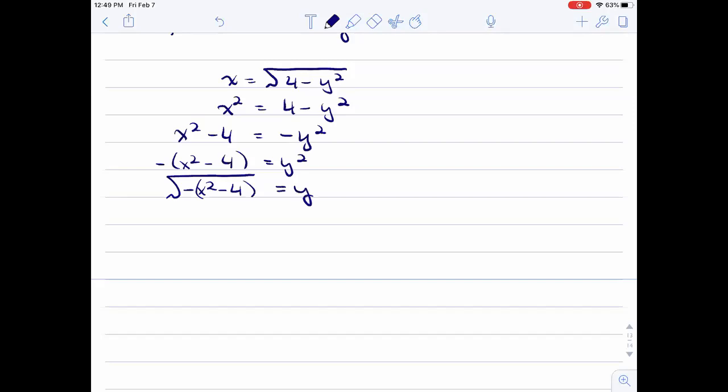Here's where that restriction comes in. X is only between 0 and 2, which is why we're safe, because we've got negative something minus 4, something positive minus 4. Let's just make sure x is between, is it 0 and 2? Yeah.